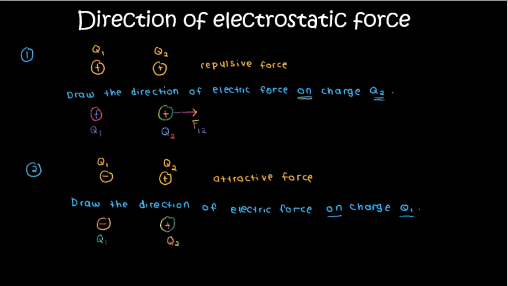As I said just now, an attractive force means that the direction produced is close together, toward each other. But on what charge? On charge Q1. So the direction is on Q1 and it will move toward Q2, because the force is attractive, so they come close together. The direction is toward Q2 but on charge Q1. So how do we label it? F of 2 on charge 1.